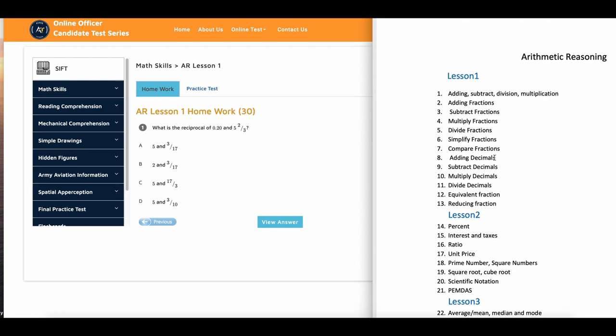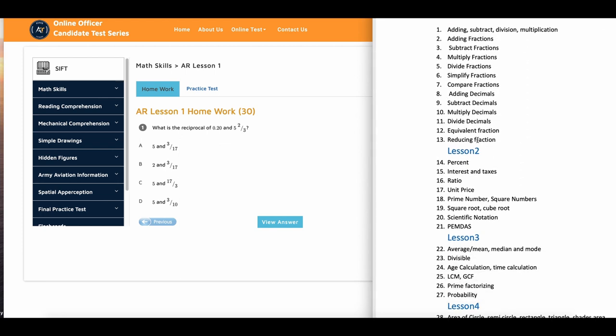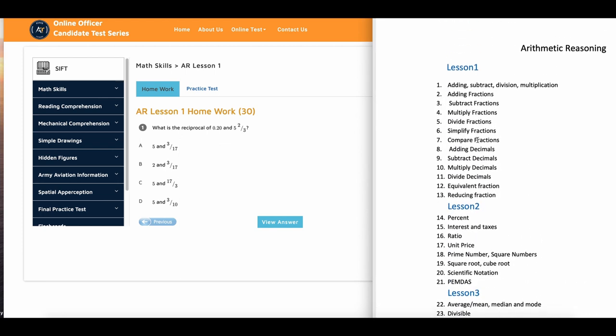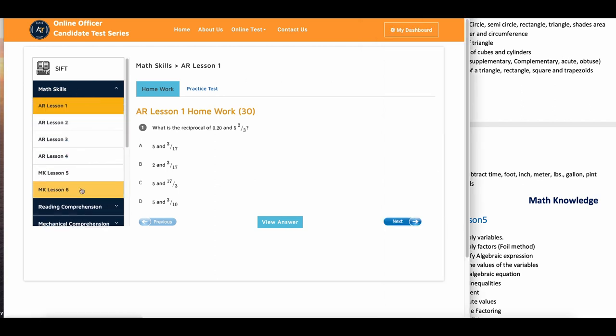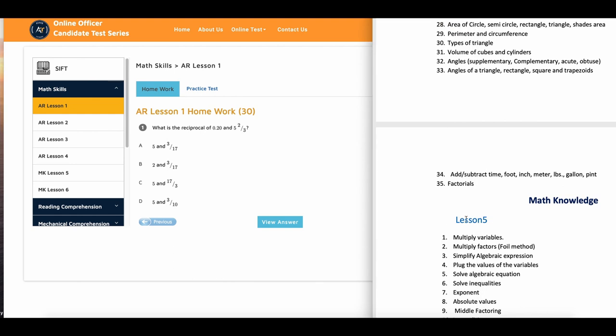In order to cover all the different areas you need to study in your math section, we split our lesson plan in that way. We have a total of six lessons for math skills, as you could see on our website. Lessons one through four are arithmetic reasoning, and the last two are math knowledge. Here is lesson five, but we have another one added recently.